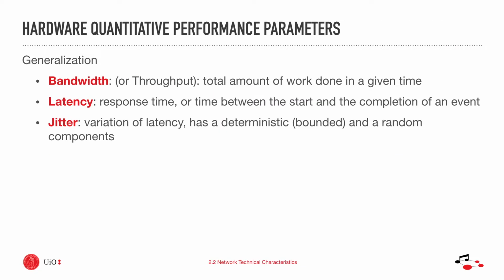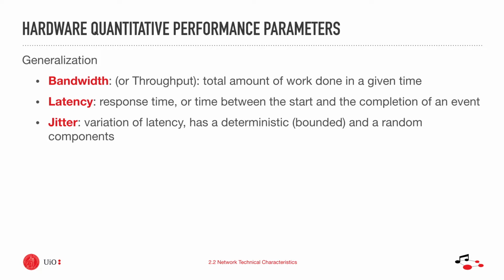Let's move to the second part of this second segment of the video. Here, I will discuss the technical characteristics of the network and also of other types of equipment that we need to play music over the network. And we will see how the requirements that we discussed in the first part translate into technical requirements for the network. Earlier, I mentioned bandwidth, latency, and jitter.